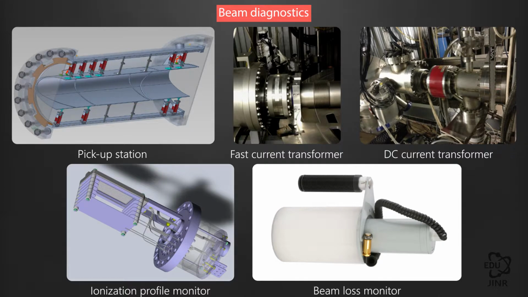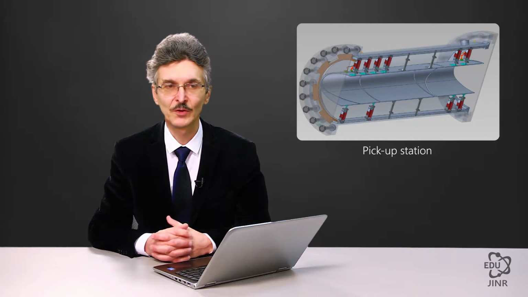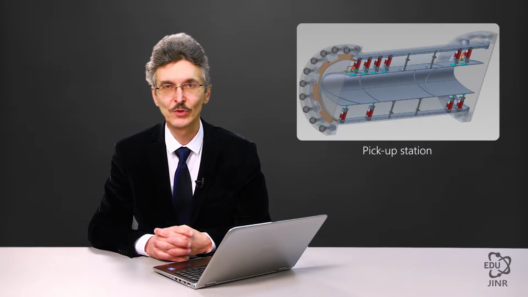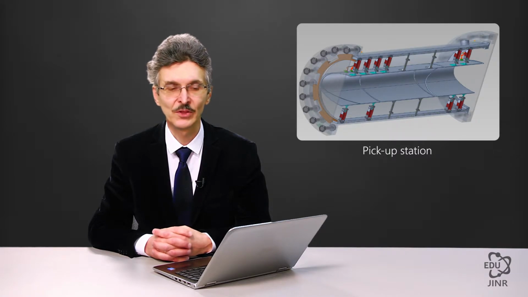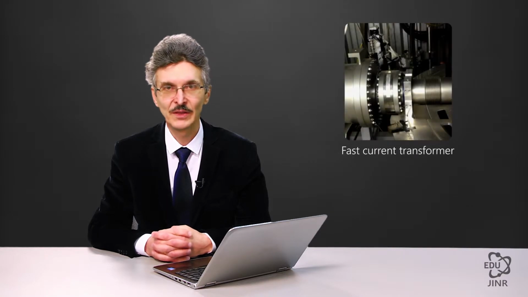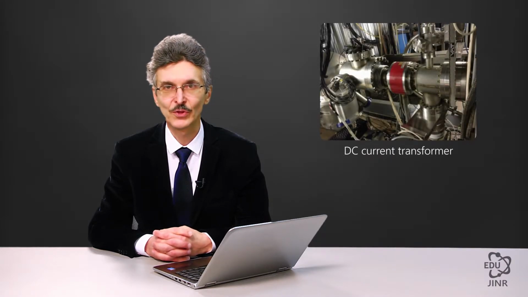In the pictures, you can see some examples of various diagnostics instruments. A pickup station is a normal metal pipe cut horizontally and vertically along the shaft. It works like an ordinary capacitive sensor of charged particles. To measure the high-frequency structure of a beam, a fast current transformer is used. To measure the permanent beam current, regardless of whether it is bunched or coasting, a DC current transformer is employed.